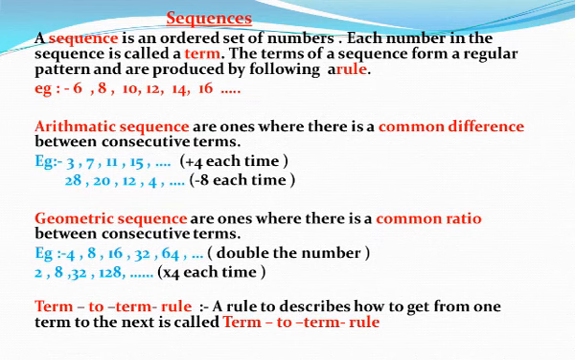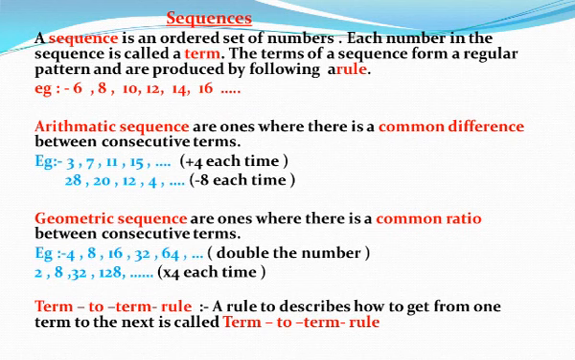Here I gave you two examples. The first example, 4, 8, 16, 32, 64, etc. Here the rule is double the number. And the next example, 2, 8, 32, 128, etc. The rule is multiply by 4 each time.